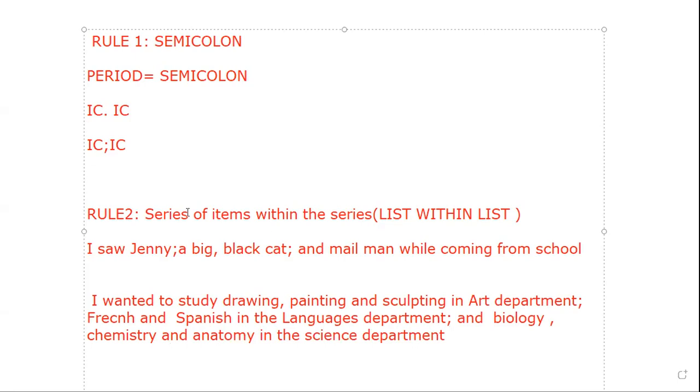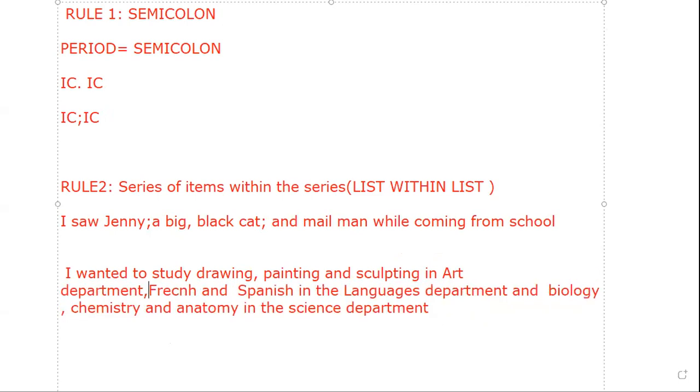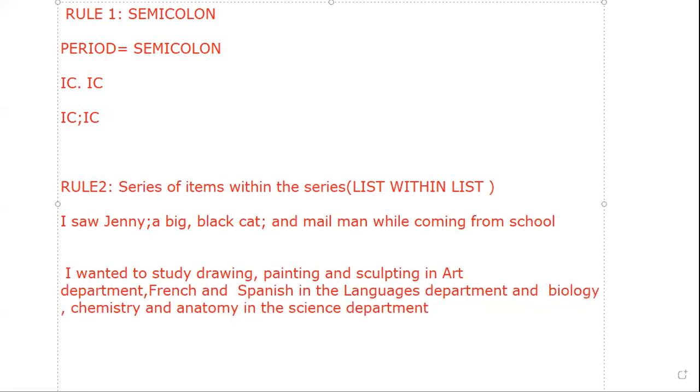So how many lists do we have? If I do not use semicolons, it becomes too clumsy, right? Let's say I want to study drawing, painting, sculpting in the art department, comma, French, Spanish in the language department, and biology, chemistry, and anatomy in the science department.